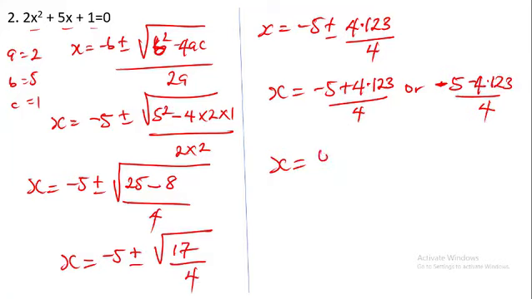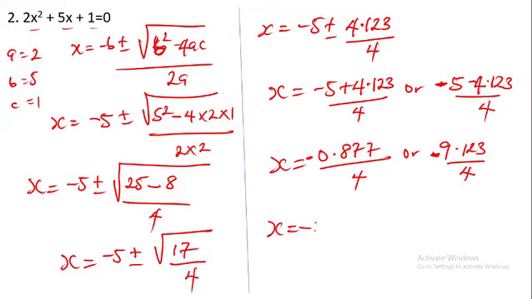Then our x will be equal to minus 5 plus 4.123 will give us minus 0.877 all over 4, and then we'll have minus 9.123 all over 4. Remember, it's a negative 9 because of the negative sign here. So our x is equal to minus 0.22, or this divided by 4 will give us minus 2.28 approximately.